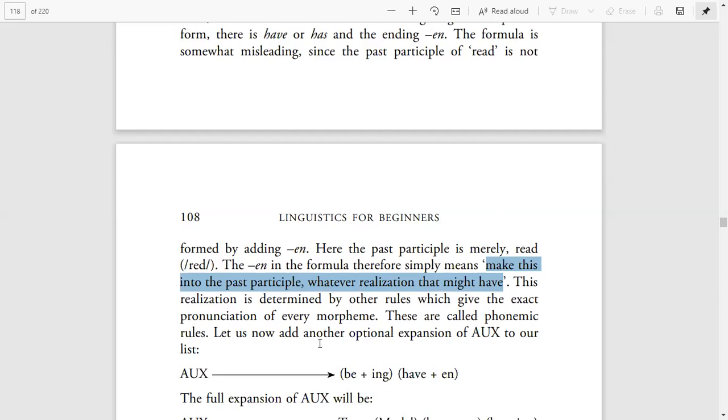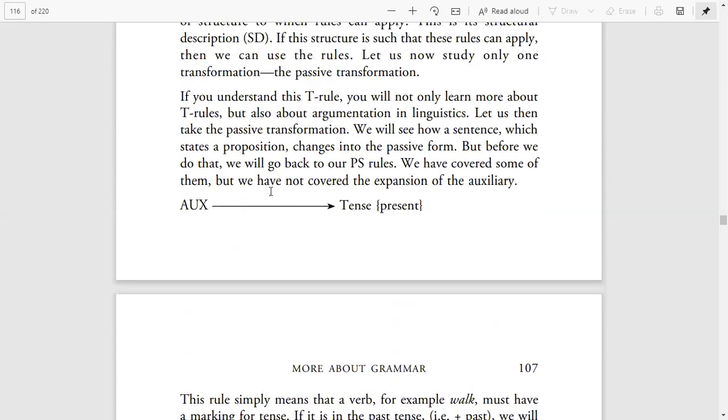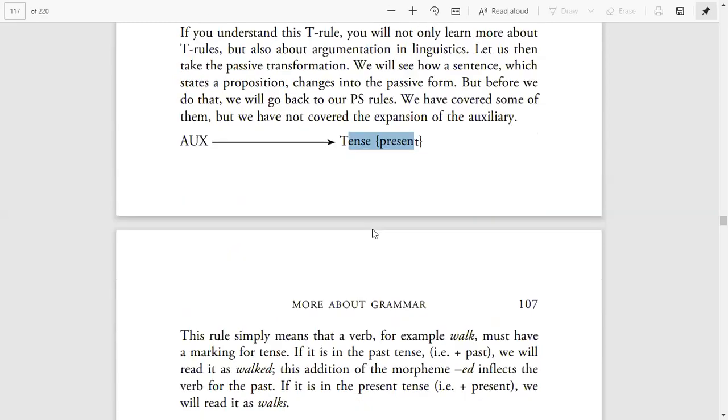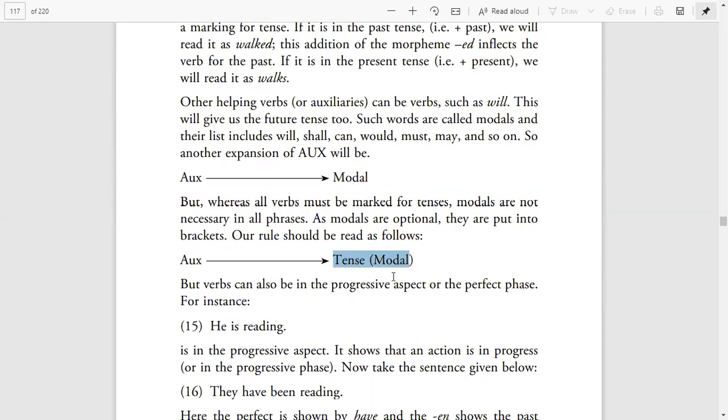Let us now add another optional expansion of auxiliary to our list. So already we have seen three expansions of auxiliary. The first one is here. This is the second expansion, and this is the third expansion.